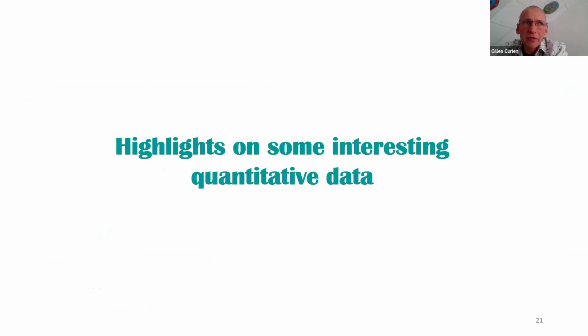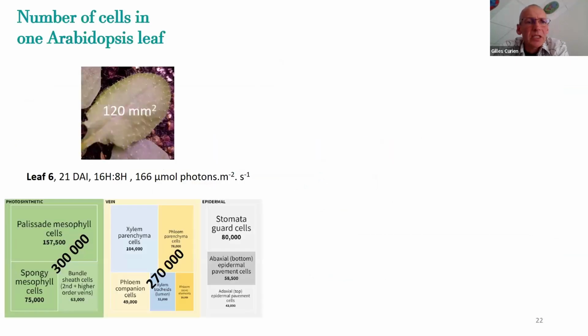Okay, I will finish with highlights on some potentially interesting quantitative data. This is the front part of the atlas. In terms of number of cells, when we looked at the literature, it's actually not easy to know how many cells you have in a leaf.